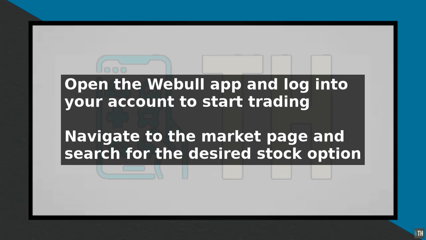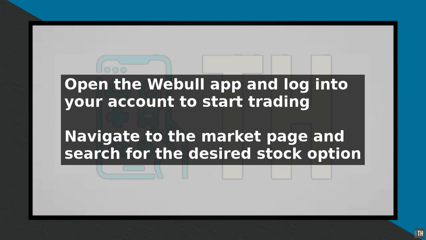investment strategy. The price of the call option is known as the premium and it will be displayed on the trade page. The premium is the cost of buying the call option and it will be deducted from your account balance. Before you buy the call option, you need to determine how many contracts you want to purchase. One contract is equal to 100 shares of the underlying stock.